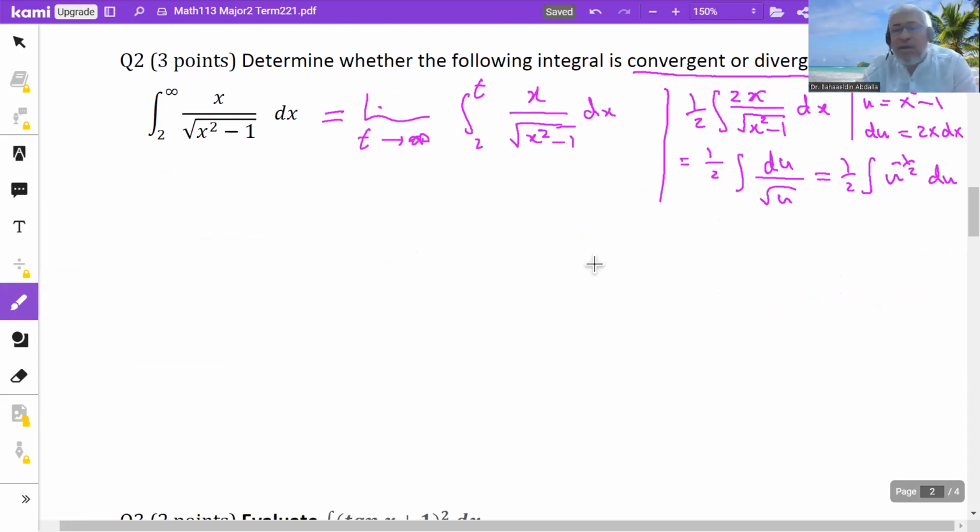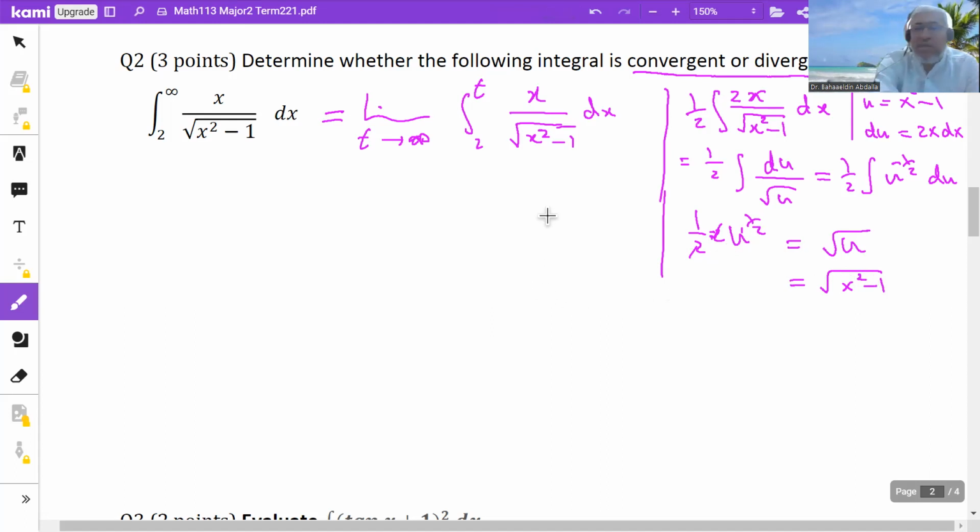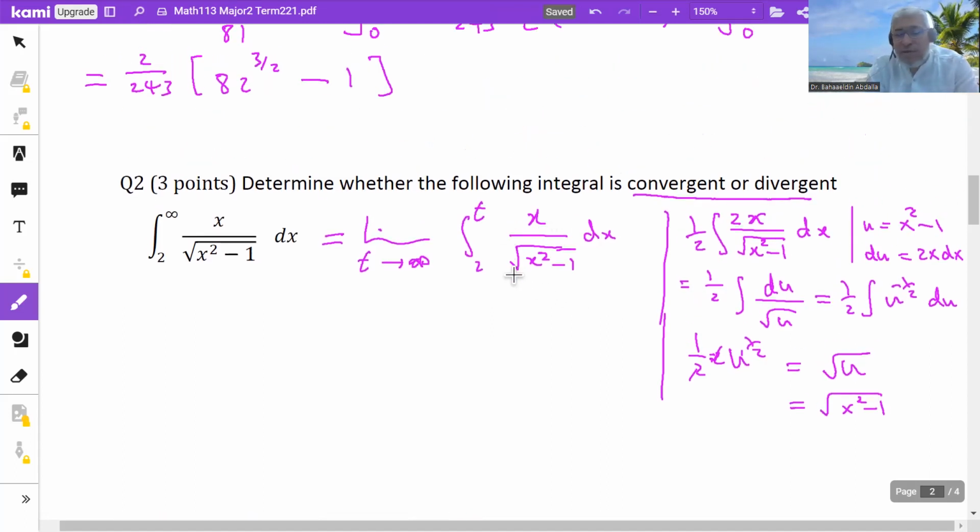And the integral of u to the power negative half is u to the power negative half plus 1. So it's u to the power half over half, or just multiplied by 2. So 2 cancels with 2, and I'll have u to the power half, or square root of u, which is a square root of x squared minus 1. So in fact, the integral of x over square root of x squared minus 1 is just square root of x squared minus 1.